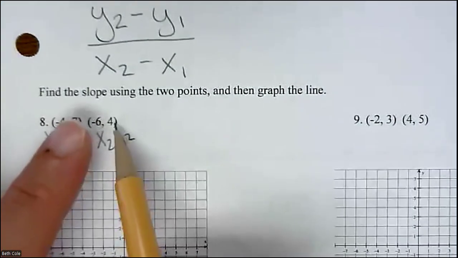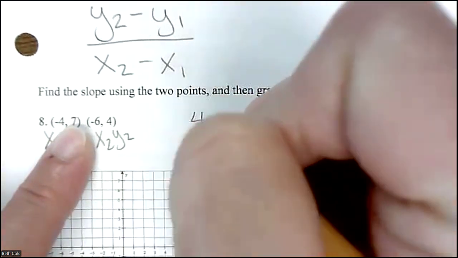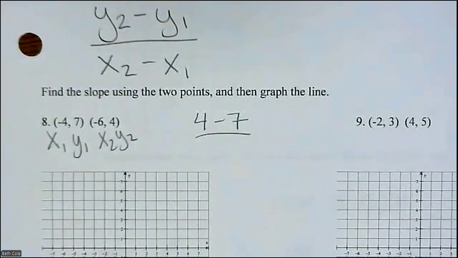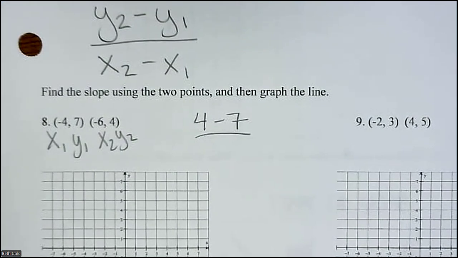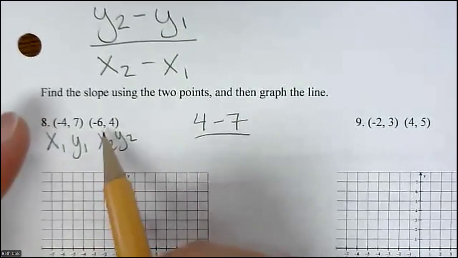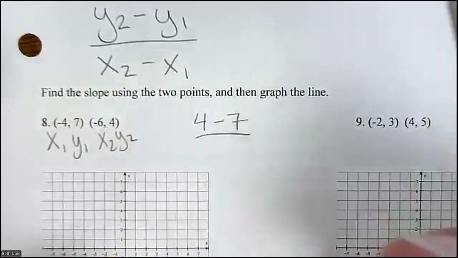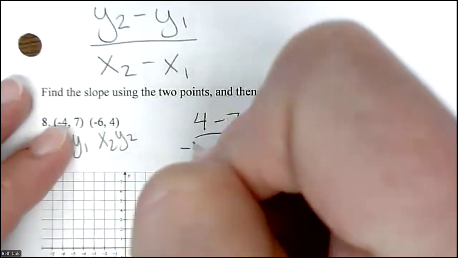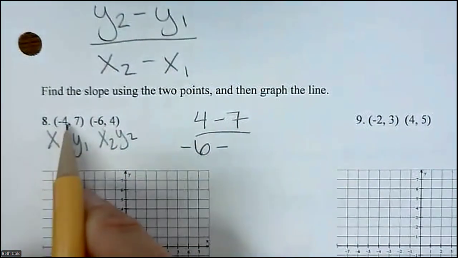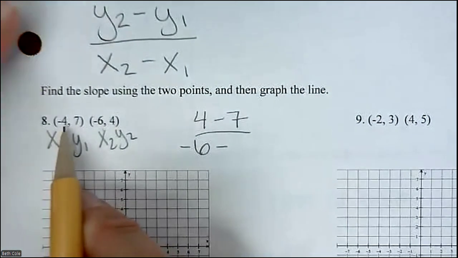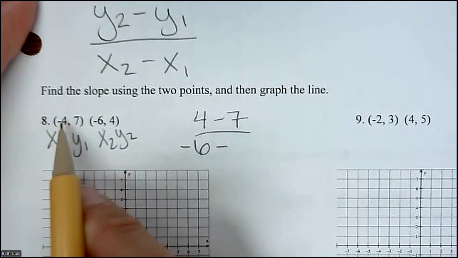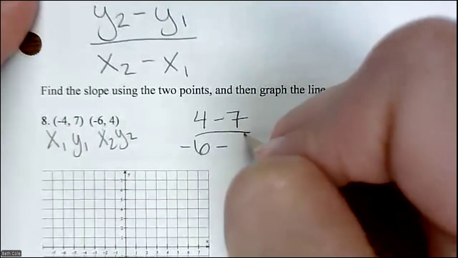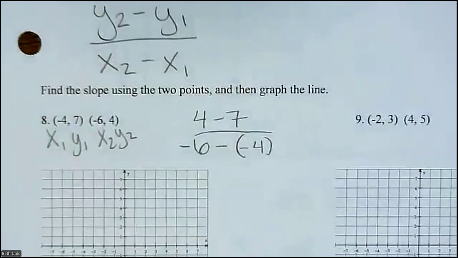So you are going to subtract the y values. It's going to be 4 minus 7. Hey, Miss Cole, what if I wanted to do 7 minus 4? That's actually okay, as long as when you do the denominator, you do it the same way. Okay? I like to do x2 minus x1, though, just because that's what the formula says. So it's going to be negative 6 minus, now I want to see if you guys understand this. When you do minus negative 4, it will be plus 4. But if you guys aren't sure, you can write it this way, minus negative 4.